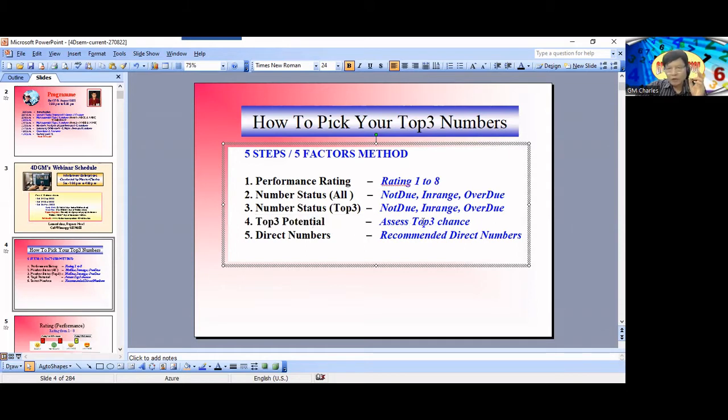Top 3 potential is actually about assessing the top 3 chance of a number. Okay, I think it's important. So hopefully you pay more attention to this and you all can hit more top 3 prizes.